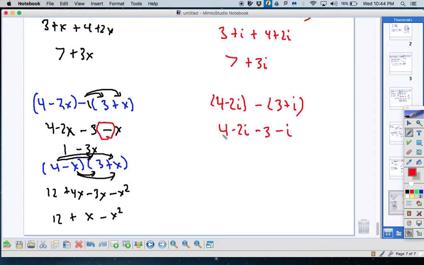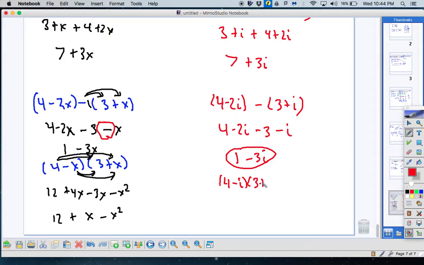And now we're going to combine like terms. So we get 4 minus 3 is 1. And negative 2i minus i is negative 3i. Just like it was over here when we had 1 minus 3x. Okay, so there we go again. And let's look at what happens when we FOIL. So we're going to start with 4 minus i, and we're going to multiply 3 plus i to that.